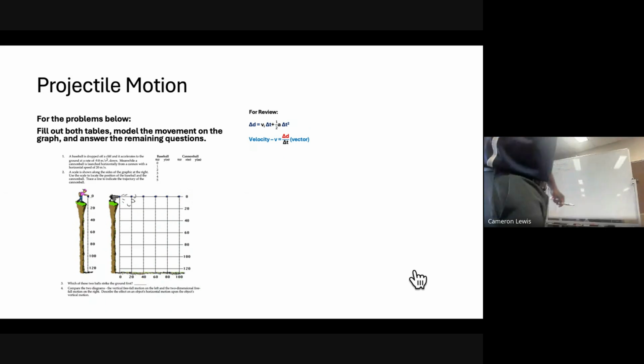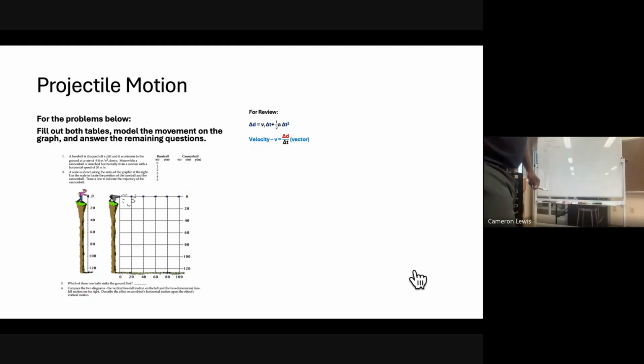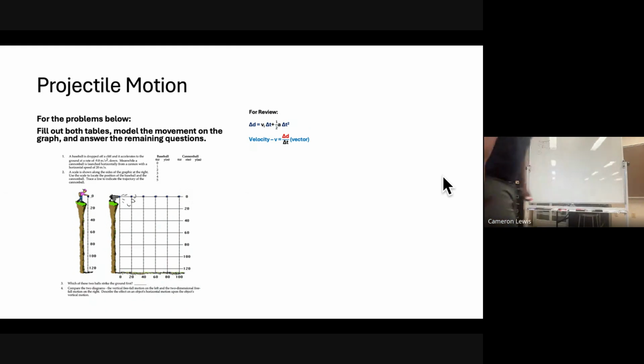I can't really see that. I want to take this down and put your camera to the screen. Is that better? Hold on, I'm trying to zoom in. What does it say? Is this better?